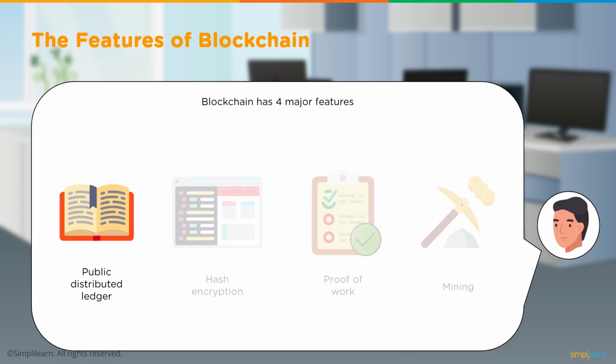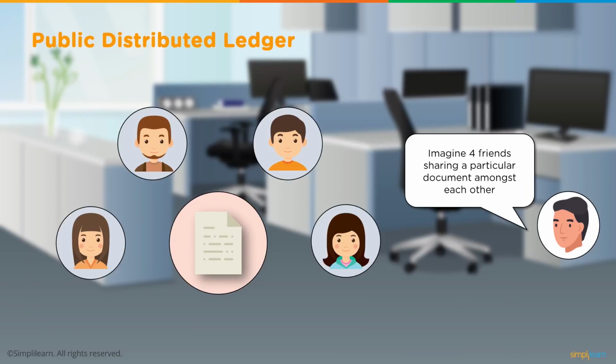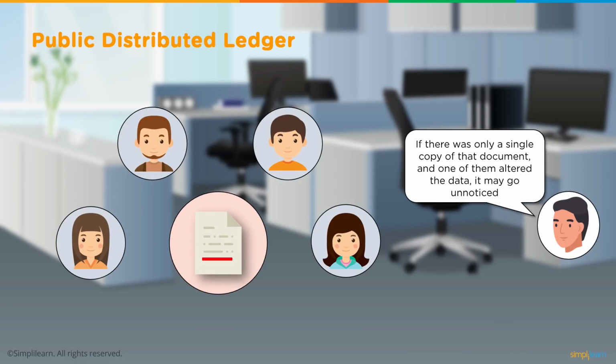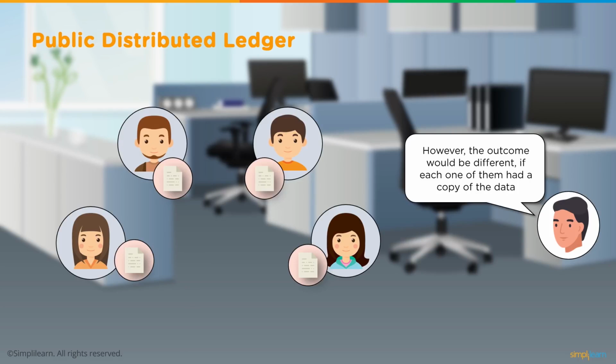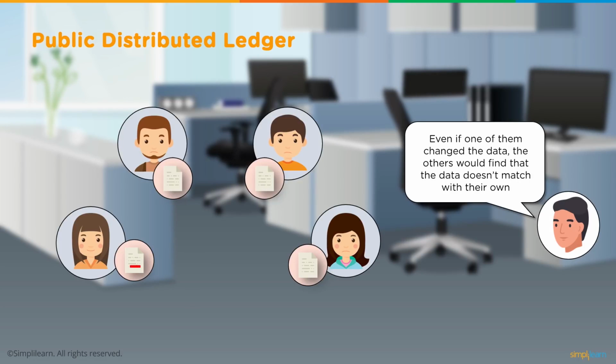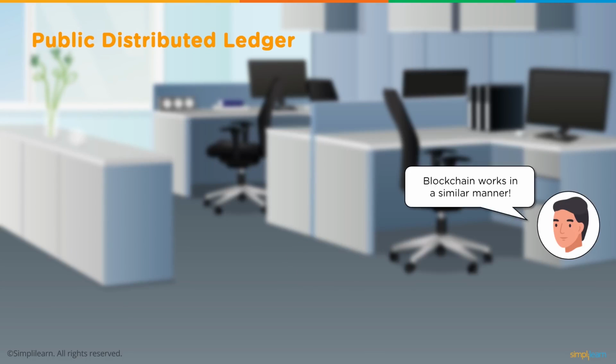Now, public distributed ledger. Let's imagine four friends sharing a particular document amongst each other, correct? If there was only a single copy of that document and one of them altered the data, it may go unnoticed. However, the outcome would be different if each one of them had a copy of the data. So if each and every participant has the same copy of the data, even if one of them changed the data, the others would find that the data does not match their own. So blockchain works in a similar fashion.